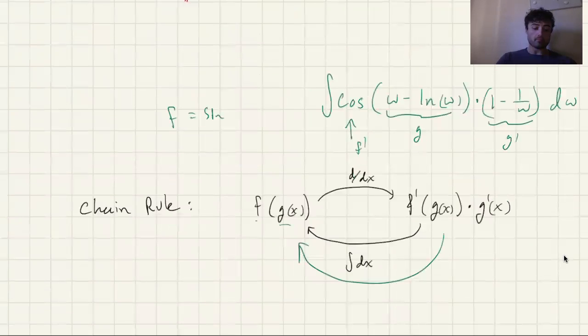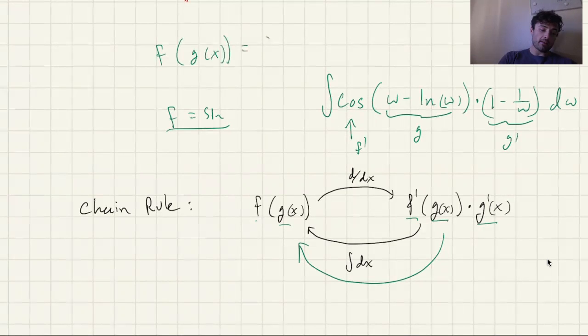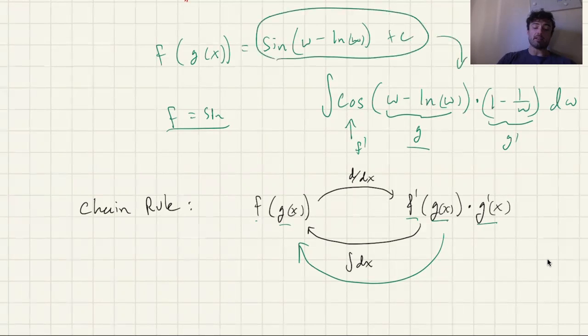So if I put it all together, I now have an antiderivative for my f part, and I know what's playing the role of g and what's playing the role of g prime. So if I were to compile f of g of x, well, that's sine of, and here's g, it's w minus the natural log of w, and I could say plus c, but you can check, take the derivative of this, see if you get what's inside of this integral. Okay? It should all work out.